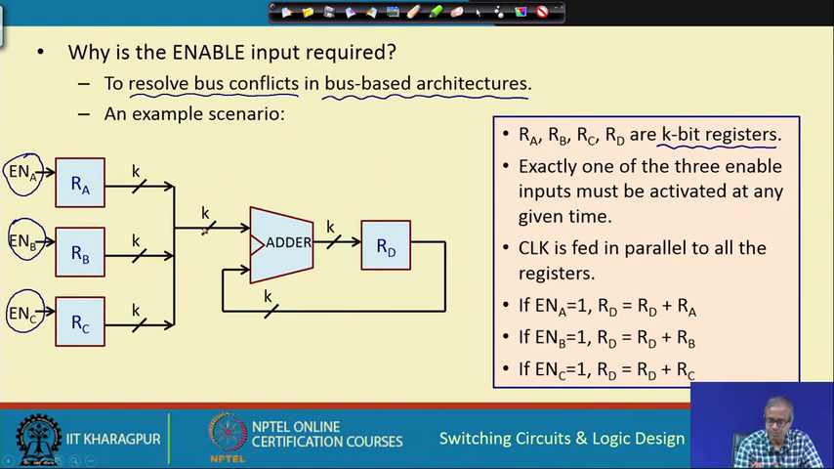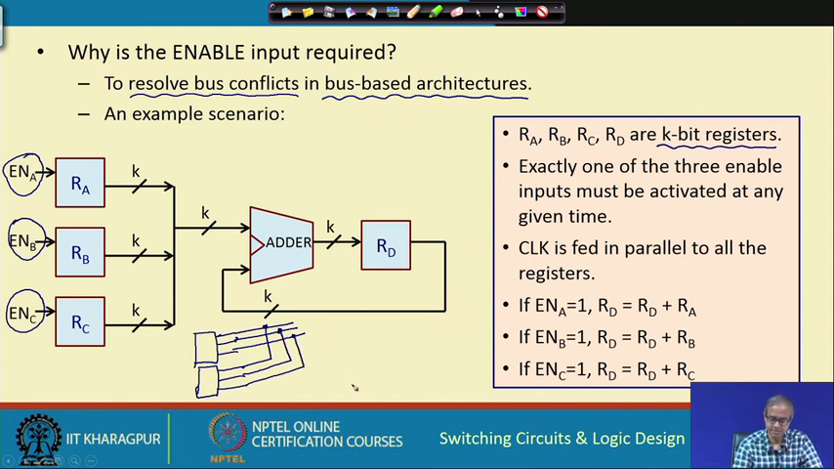Well, actually what do you mean by tying them together? Let us say k equal to 3, this is RA, and this is RB, I am showing only RA and RB. Tying them together means the first output of RA and the first output of RB I am tying together, second output of RA and second output of RB I am tying together, and third output of RA and third output of RB I am tying together.